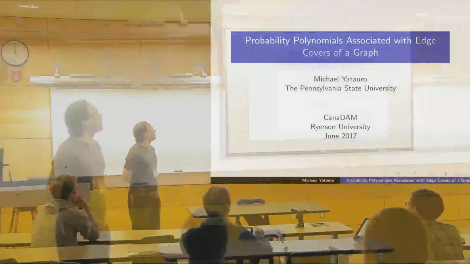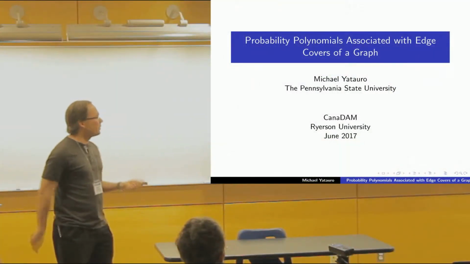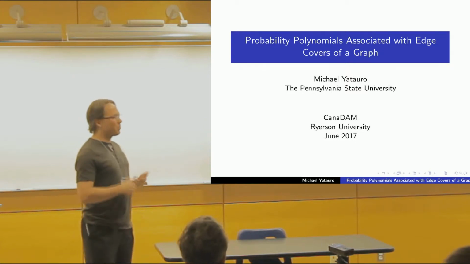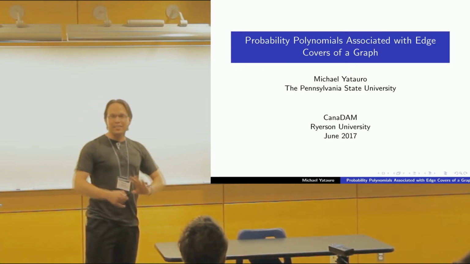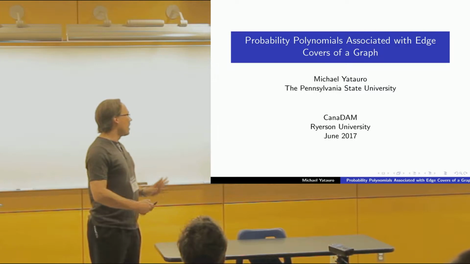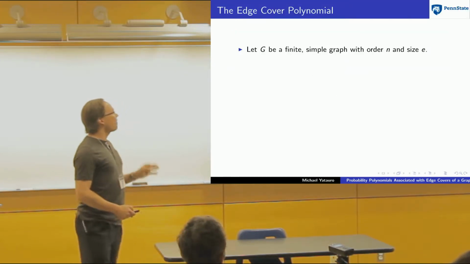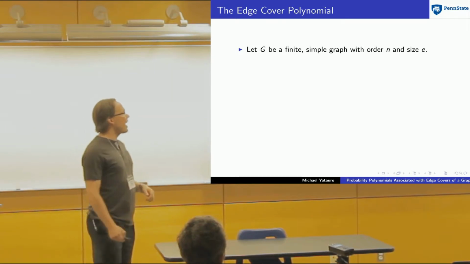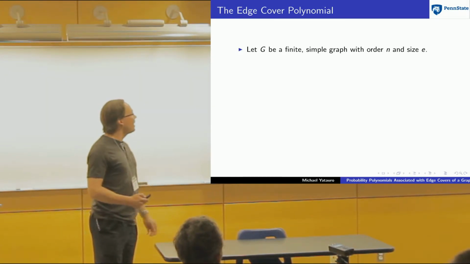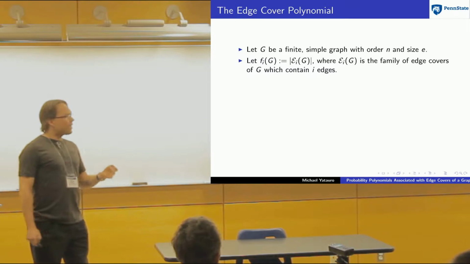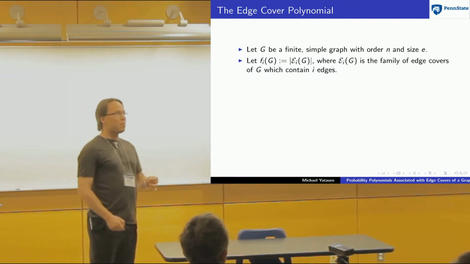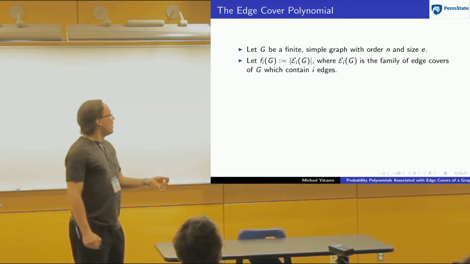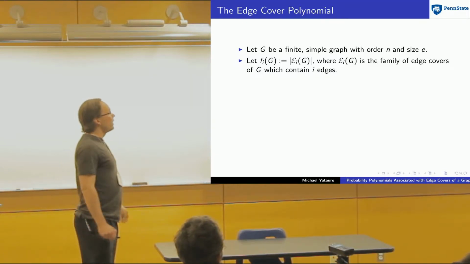Okay, so I'm going to be talking on probability polynomials associated with edge covers. So edge covers are collections of edges within a graph that essentially see all the vertices of the graph itself. So we're going to have finite simple graphs. The order, i.e. number of vertices is n, size, number of edges is e. So we're going to let f sub I of g be the number of edge covers containing I edges. Okay, so that's the f sub I of g.